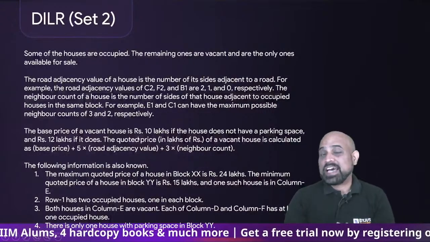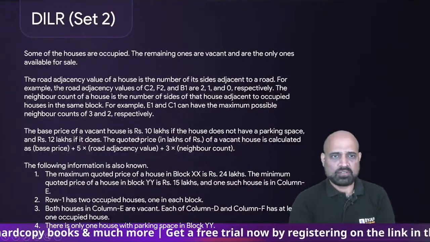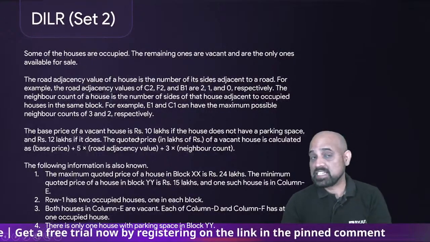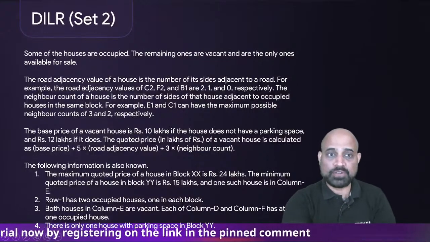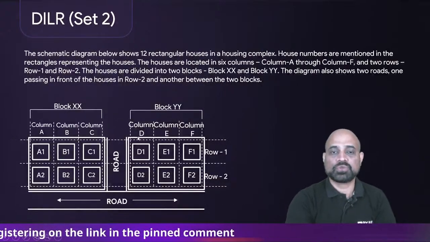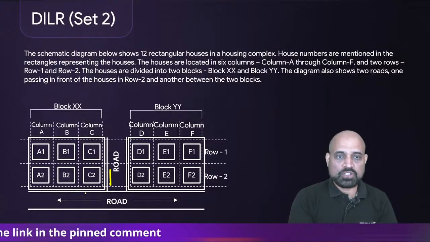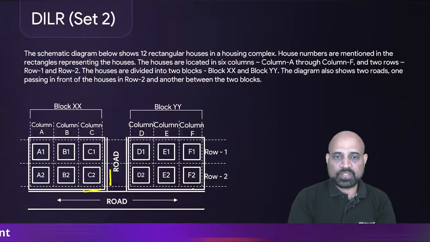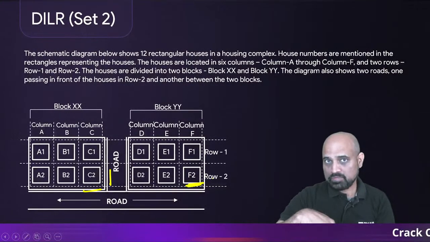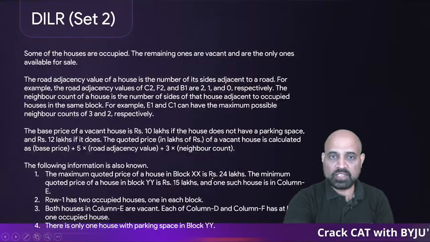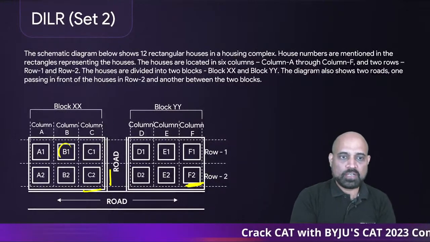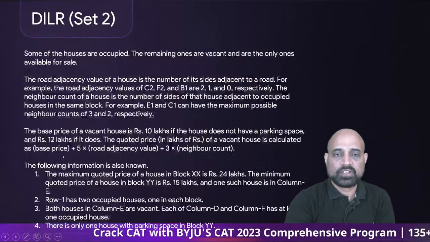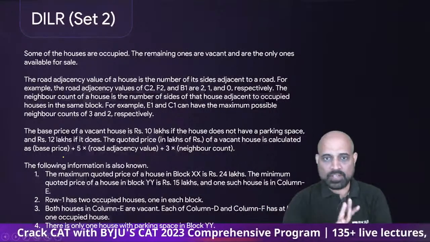The road adjacency value, let's take RAV, of a house is the number of its sides adjacent to a road. For example, the road adjacency value of C2 is 2. So C2 has 2 roads beside it, so its value is 2. What about F2? F2 has only one road beneath it, so its adjacency value is 1. And if you talk about B1, B1 has no road beside it, so there is no adjacency value. So that is road adjacency value, RAV.